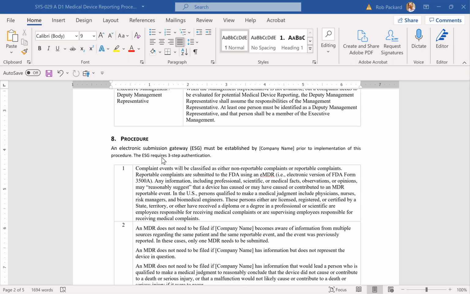One of those steps is actually filling out a sample form that would be for one of your products. So if your product had a serious injury or death, this is how we would fill out the form. So you're going to have to come up with at least one example of how your product might cause a serious injury or death, and submit that sample report to the FDA.